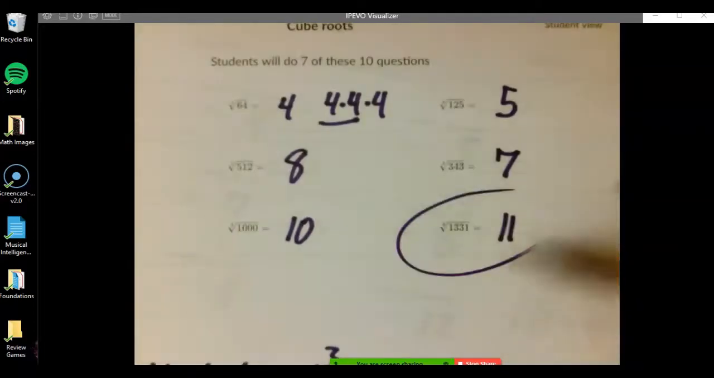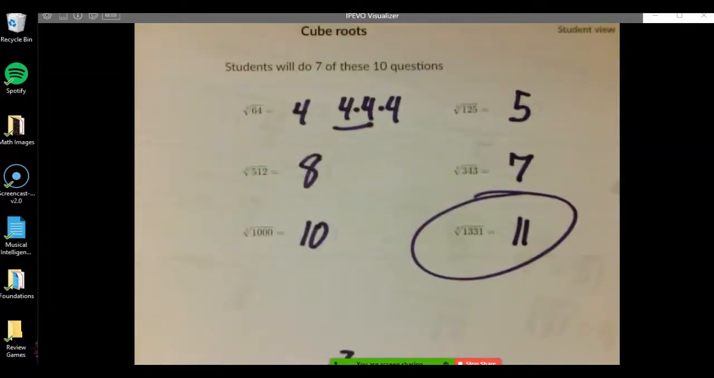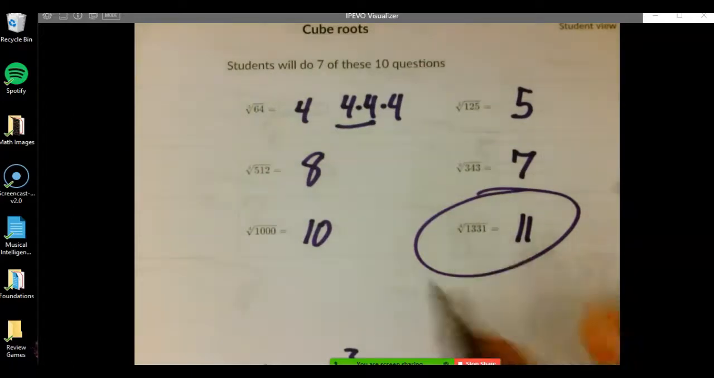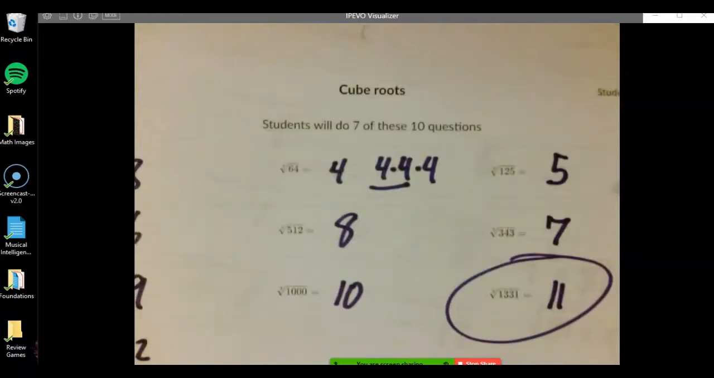By the way, 11s are fun to play with. We'll talk more about that later in the year, but the 1331, kind of remember that as we move forward and we talk a little bit about 11s. Or sorry, multiplying with 11s makes things a little bit interesting.